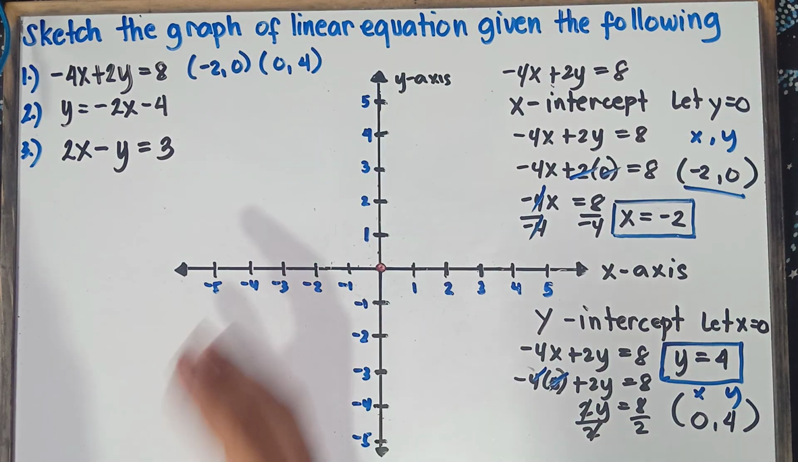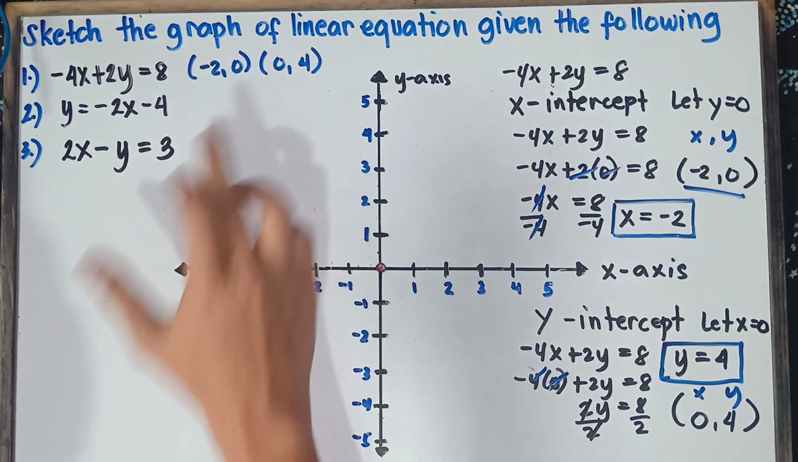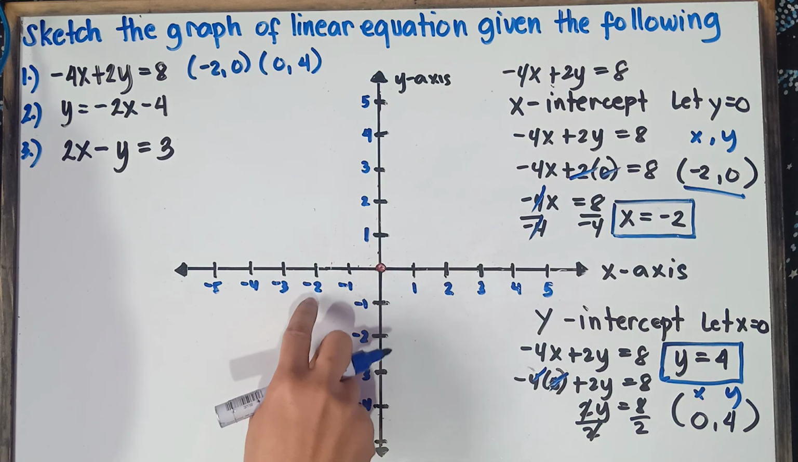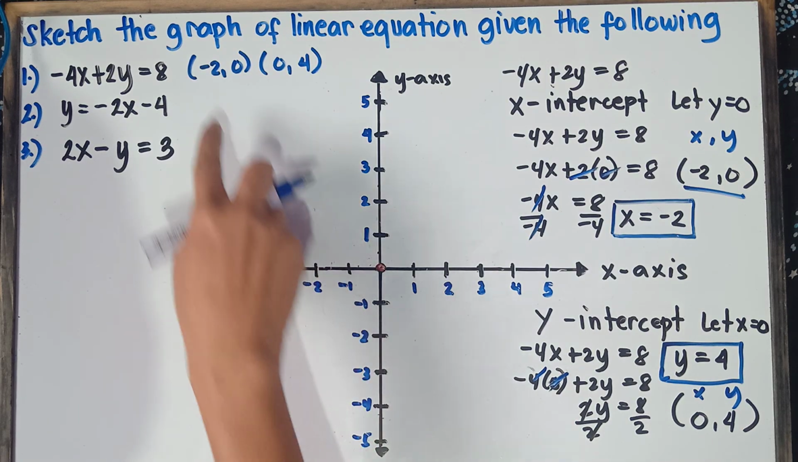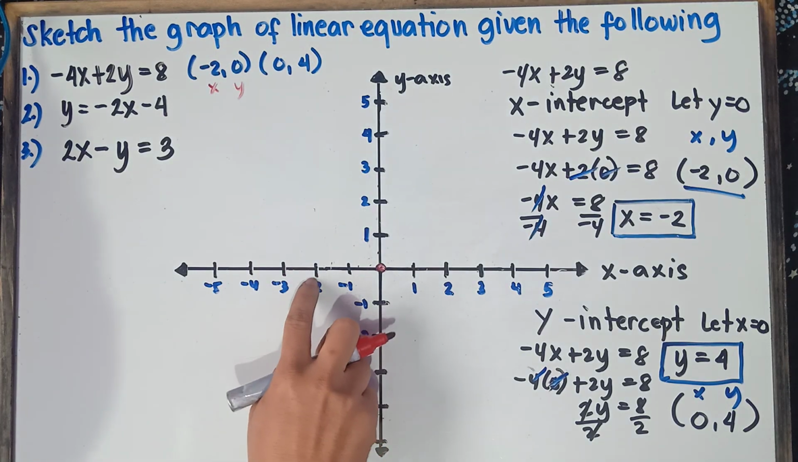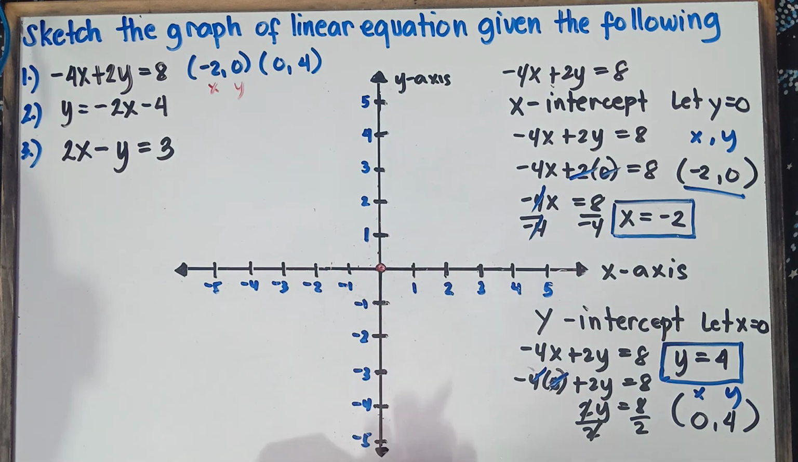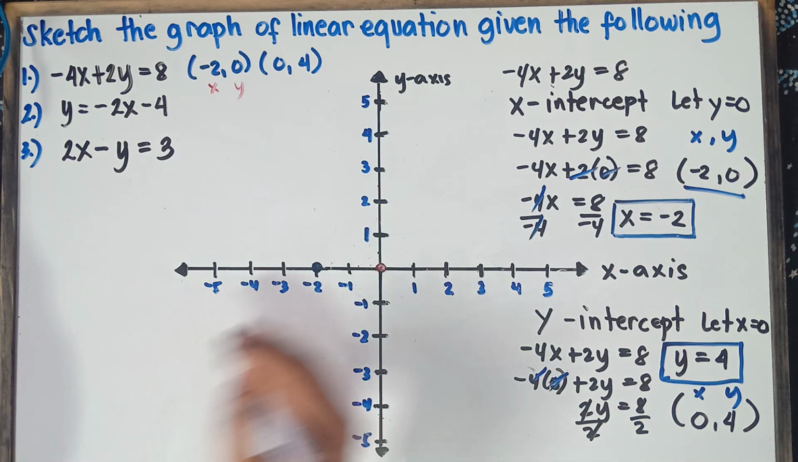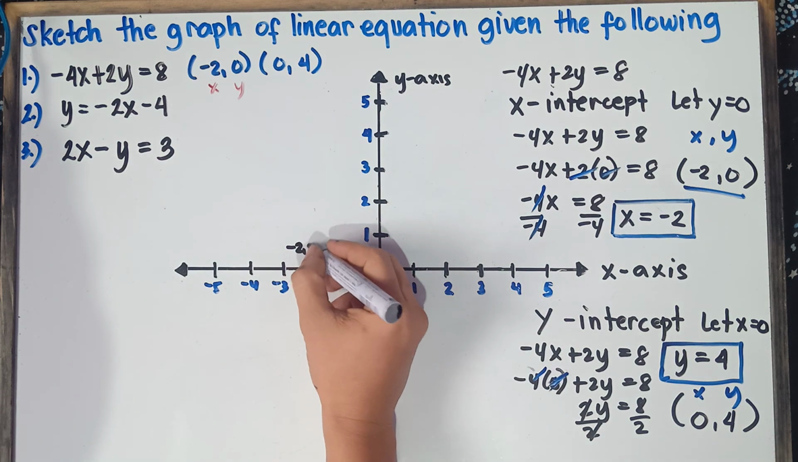Now, once we have our ordered pairs, we can now graph the linear equation. So where is negative 2 and then 0? That's correct. This will be the point. Once again, our x is negative 2 and y is 0. So this will be our first point. You can label this one: negative 2 and 0.